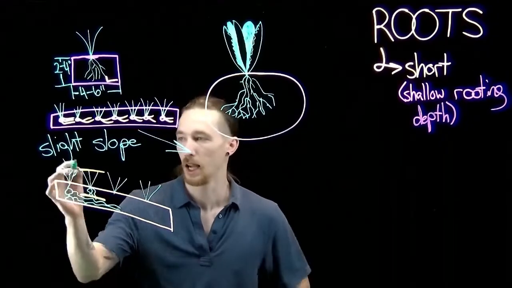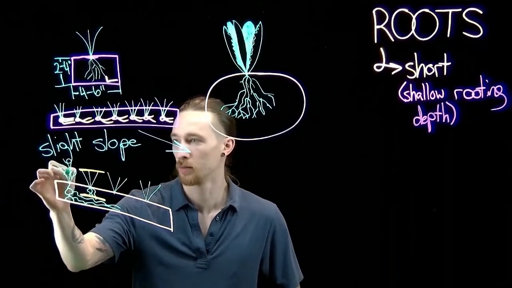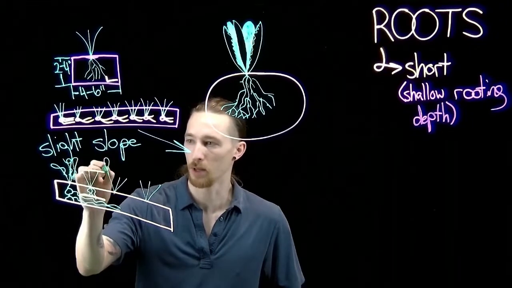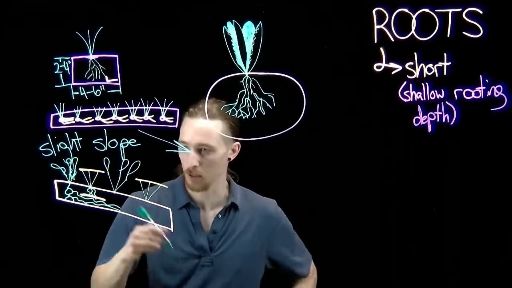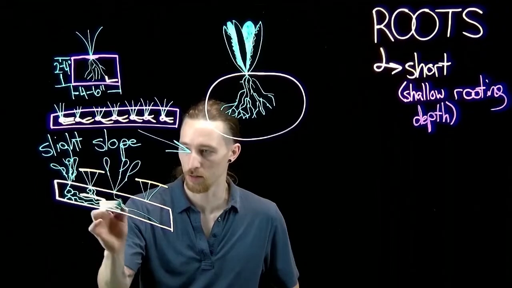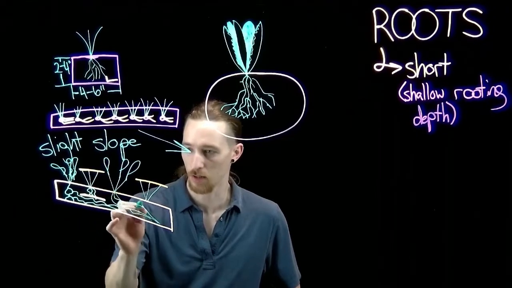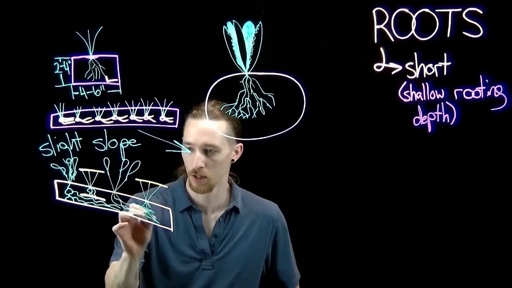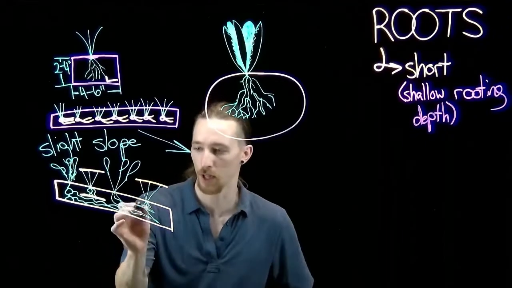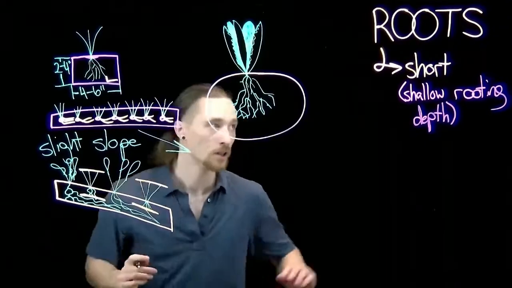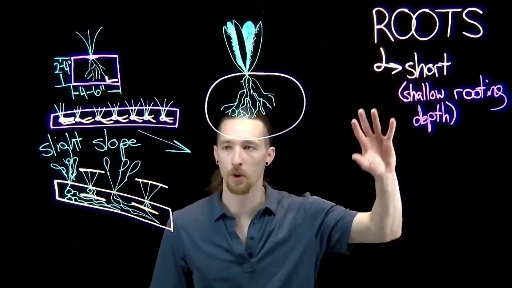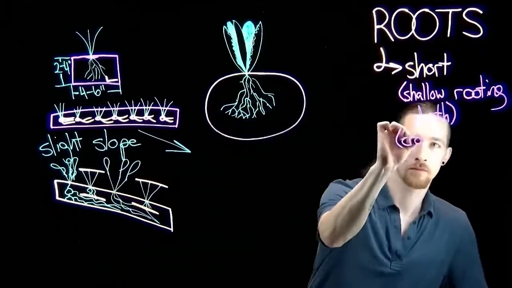So we might get a large crop here and a short crop here, and then a large crop here, and then a short crop here again, because our long roots have gone off and cut off the possibility for this other plant to grow. So we want short roots, both for the shallow rooting depth as well as competition.